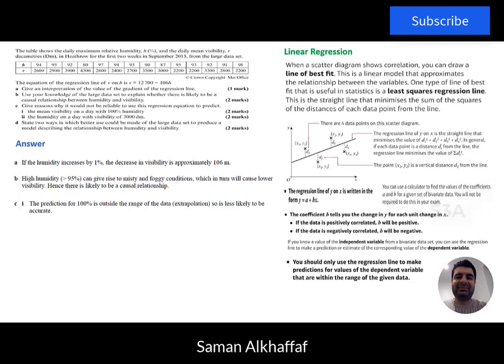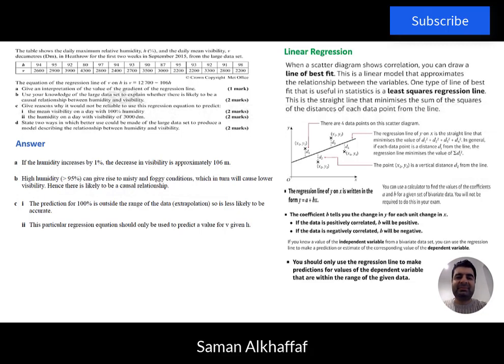For part II, the humidity on a day with a visibility of 3,000 decameters. So how would that be impacted, and would it be reliable? So our answer will be that this particular regression equation should only be used to predict a value of V given H. So we can find the value of V based on the value of H.